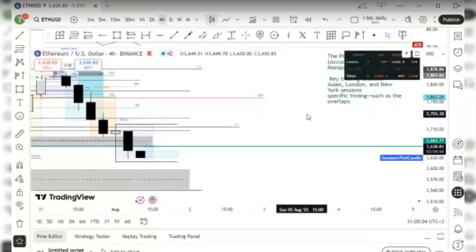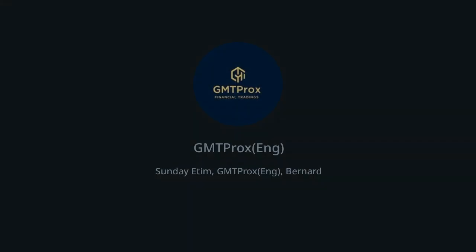So where should be our entry? Now let's assume this candlestick will just remain where.